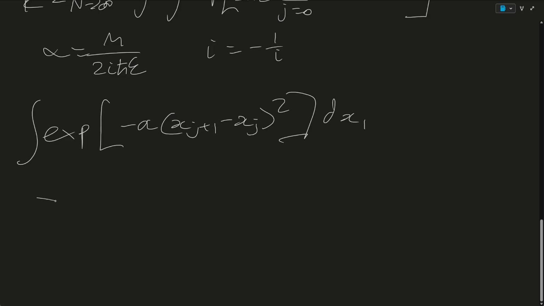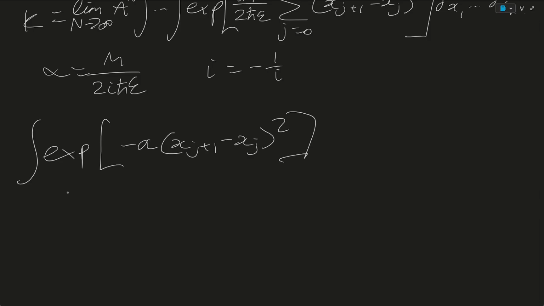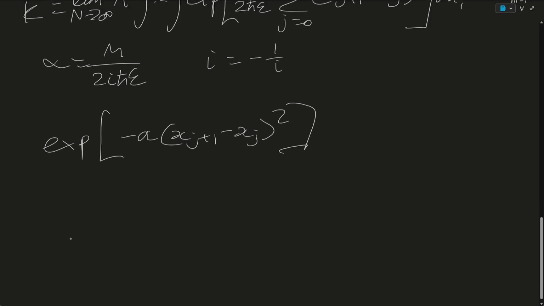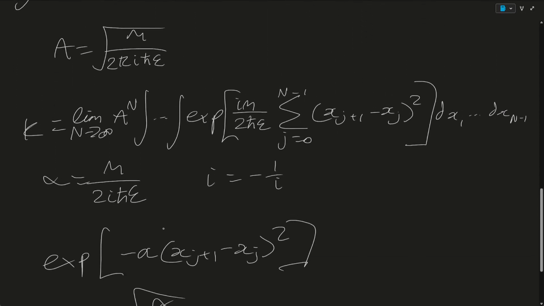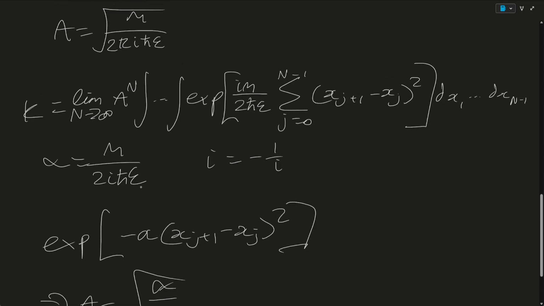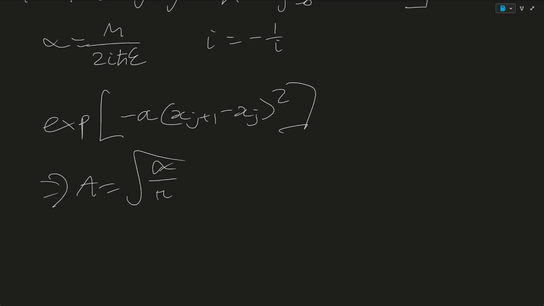dx1 just evaluates to, or rather the normalization factor A is just alpha over pi, because it simplifies up there. So we have successfully discretized the action, which is important.